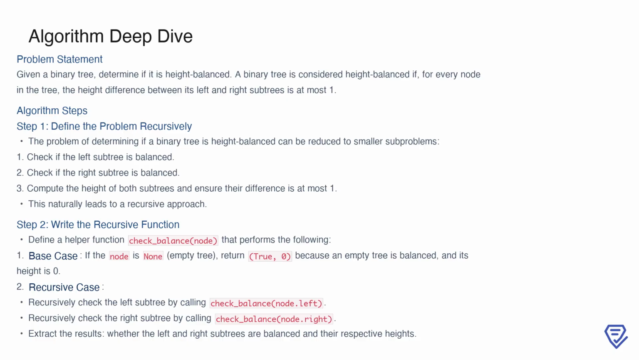To implement this, we define a helper function, check_balance(node), which will perform the heavy lifting. The base case for this function is straightforward. If the current node is None, we return that the tree is balanced and its height is 0, since an empty tree is inherently balanced. Otherwise, we move on to the recursive case, where we will evaluate the left and right subtrees of the current node in order to determine whether the node itself is balanced.